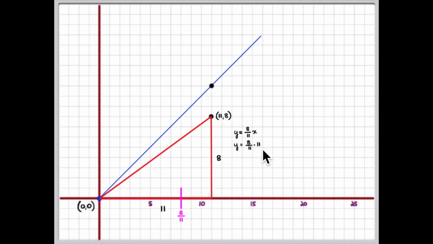8/11ths of 11 equals 8. Now if x is 1, y is equal to 8/11ths, because 8/11ths times 1 is 8/11ths. If x is 2, then y is 16/11ths. So that's 1 and 5/11ths. If x is 3, 8 times 3 is 24/11ths.